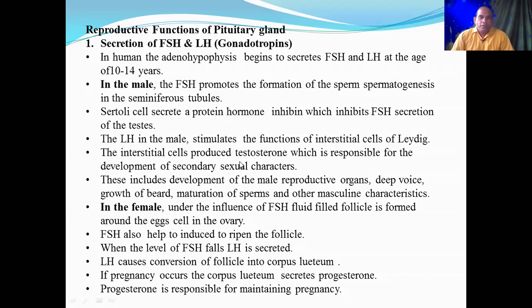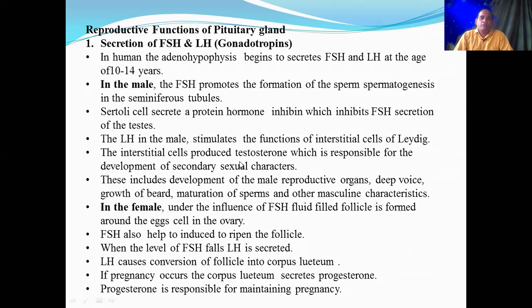The reproductive functions of the pituitary gland. The first function of the pituitary gland in reproduction is the secretion of FSH, follicle stimulating hormone, and luteinizing hormone. Both are gonadotrophins. In humans, the adenohypophysis begins to secrete follicle stimulating hormone and luteinizing hormone at the age of 10 to 14 years.